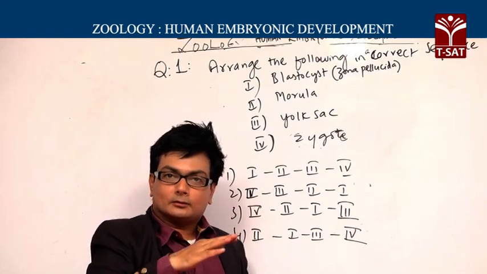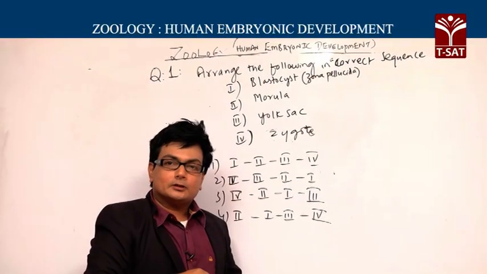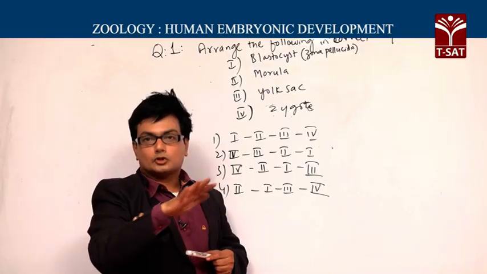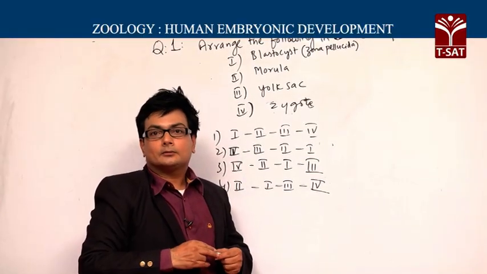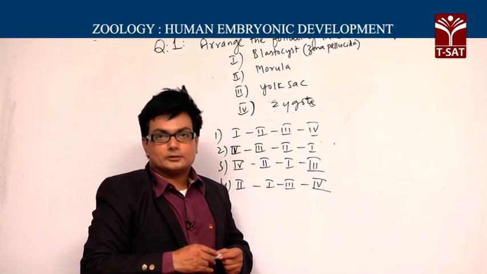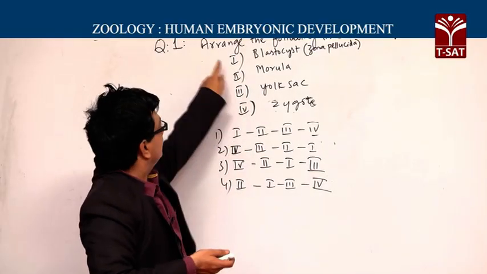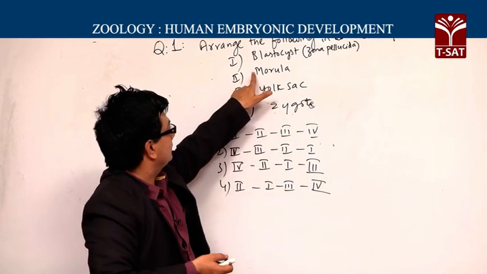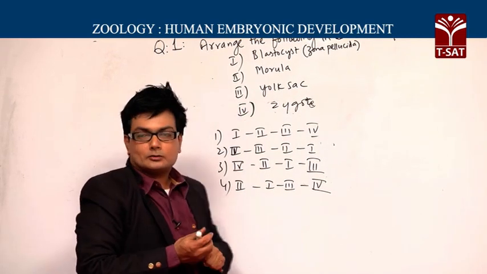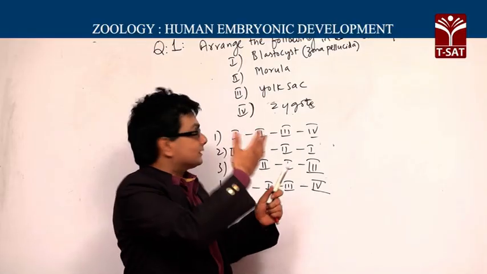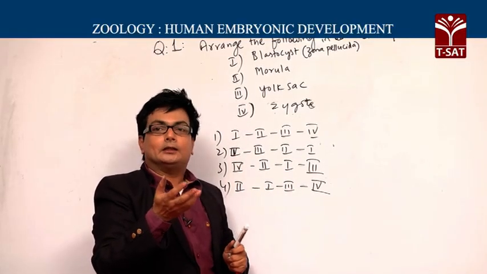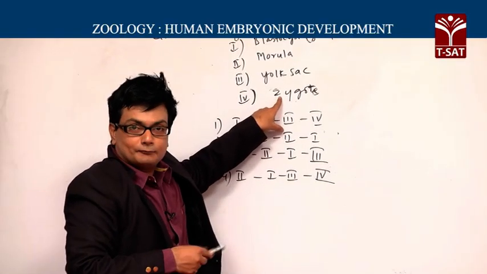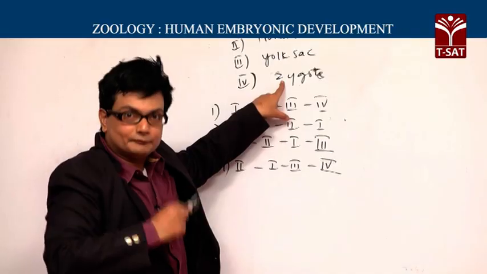When we revise human development, we need to focus on some of the events which happen in a chronological order, and that will be one of the possible questions, sequence questions. I just took a model here. Arrange the following in the correct sequence: blastocyst with zona pellucida, morula, yolk sac, and the zygote. When we see the sequence, the first one will be the zygote. Zygote, the diploid cell formed at the ampullary-isthmic junction, that will be the first one.